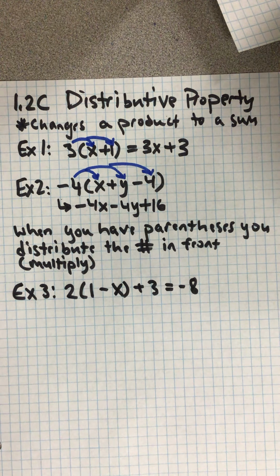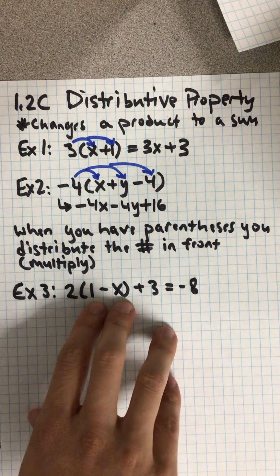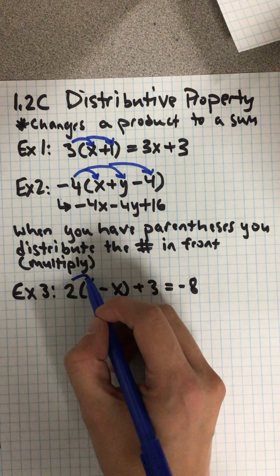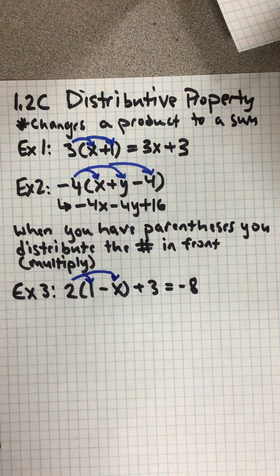Well, we need to use our distributive property first. So we're going to go ahead and start by distributing our 2 into our parentheses. We can't do anything inside the parentheses because 1 and negative x are not like terms. So we just have to distribute this 2 through.